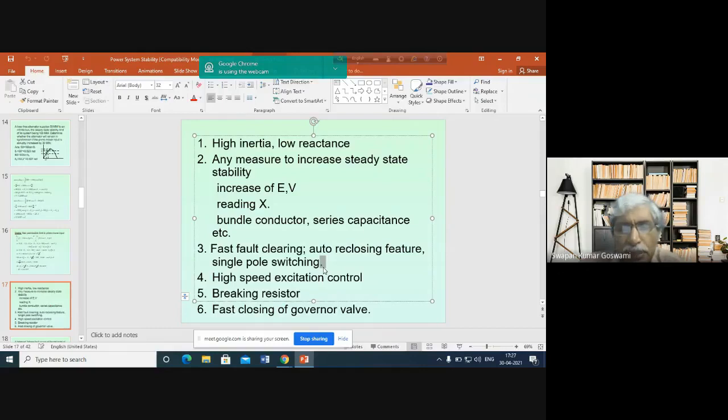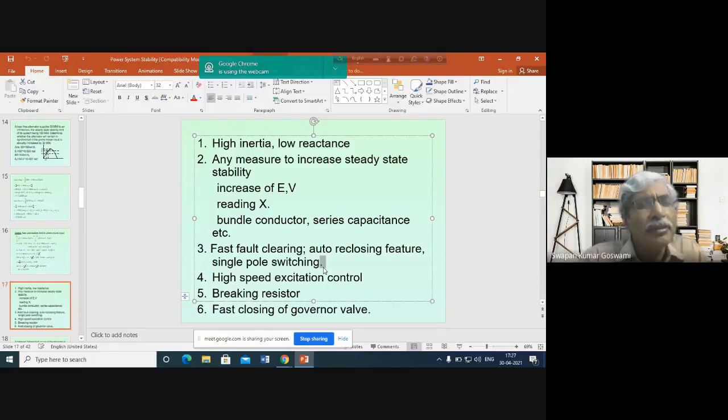Single pole switching type means that the phase of the circuit breaker will open where the fault has actually occurred. That means if the fault occurs in phase A, then the A phase of the circuit breaker only will open. B and C phases will continue their operation. This is single pole switching type circuit breaker. Okay. And what is three pole switching type circuit breaker?